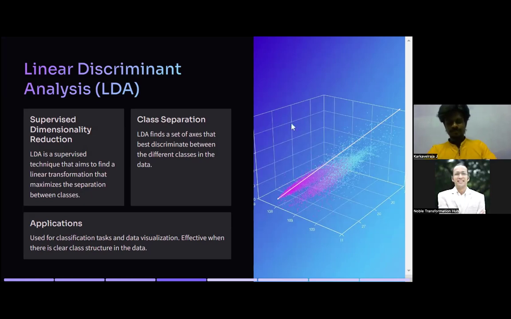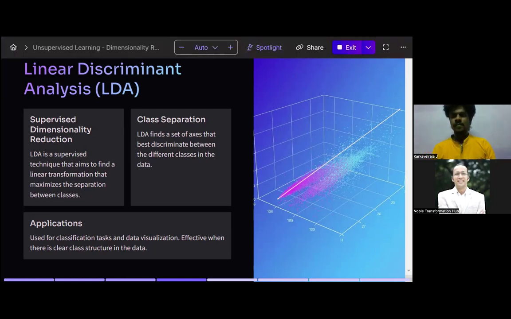Yeah, so rightly explained. LDA is linear discriminant analysis. If you focus on the name, it discriminates the data. Simple. It is a supervised learning dimensionality reduction technique that aims to find a linear transformation that maximizes the separation between classes. So it discriminates, it separates.